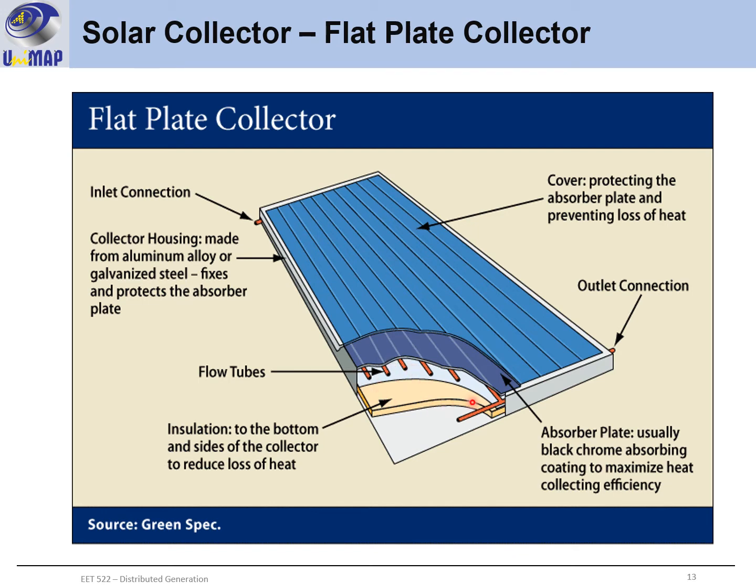Just below that we have the insulation material, usually made out of wool or fiberglass material. So this is to prevent the loss of heat to the bottom of the plate. At the side of the plate we have the collector housing made from aluminum alloy or galvanized steel. So this is to ensure the overall structure of the plate.